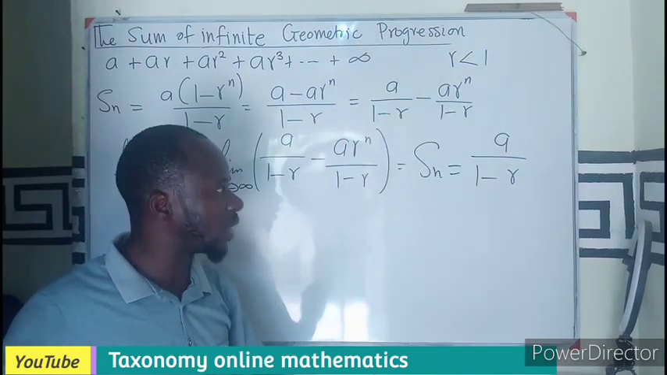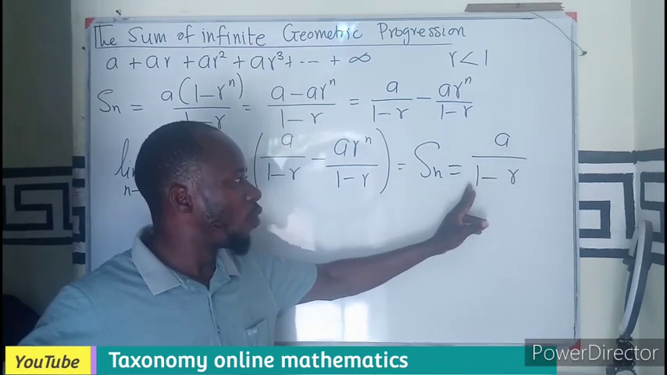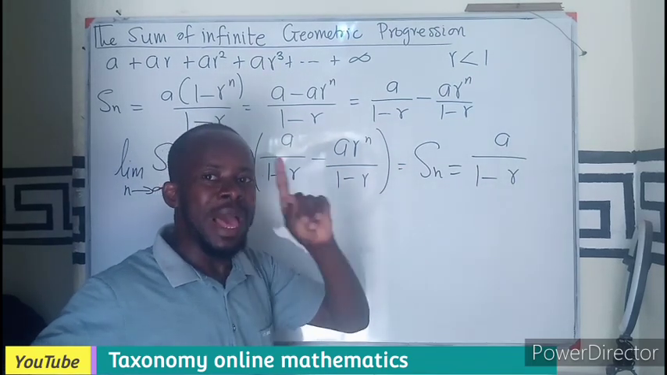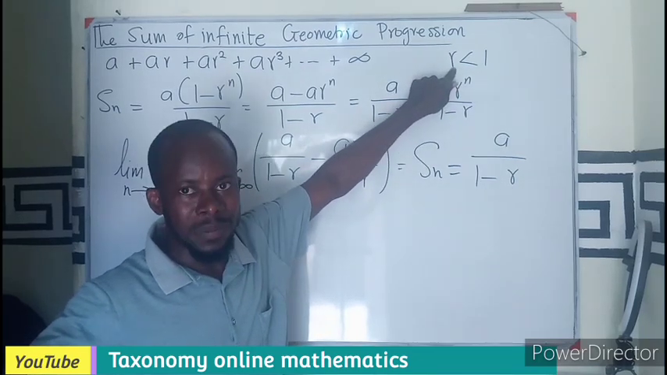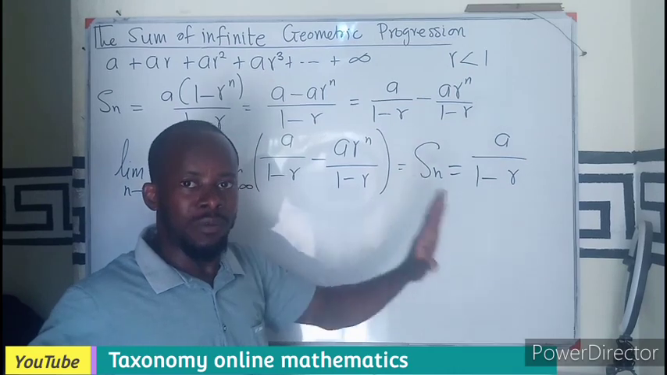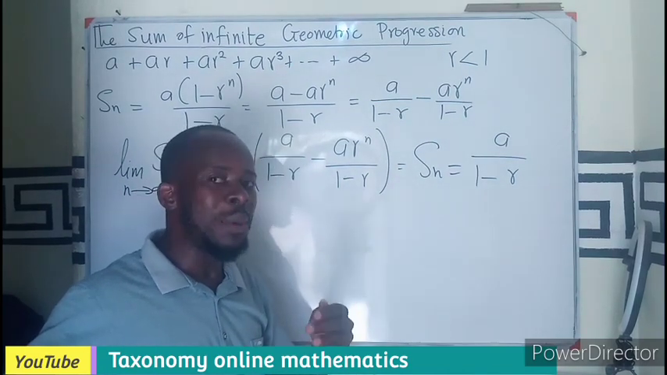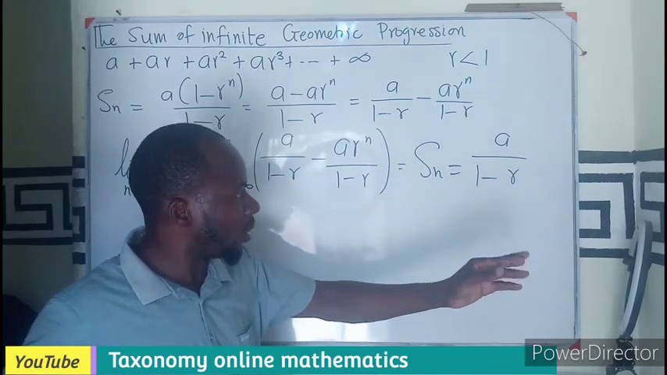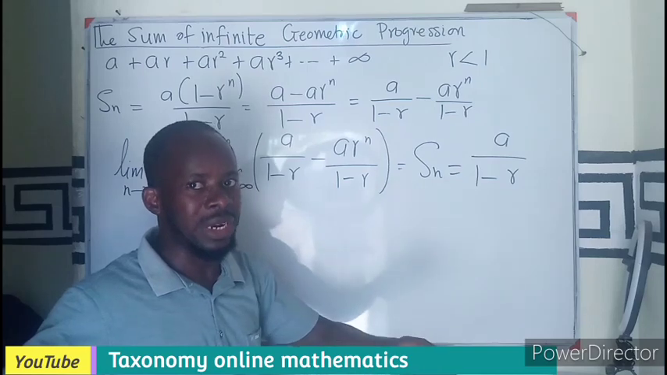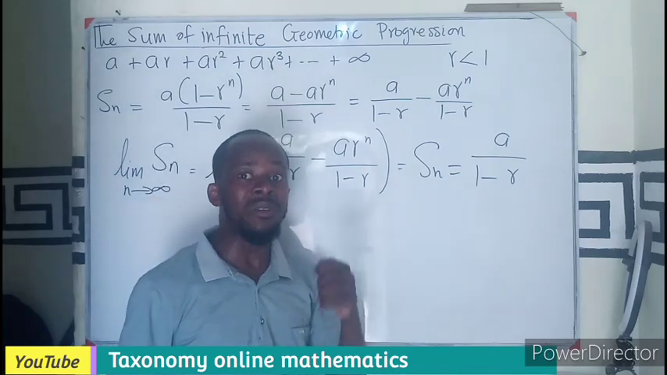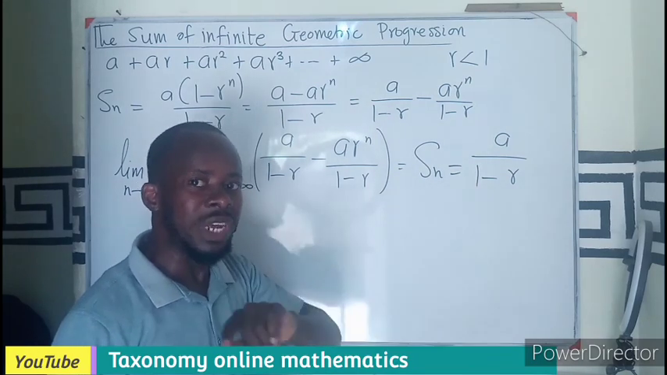Good. So the formula we are looking for is the sum to infinity of a geometric progression, which is given as a, the first term, over 1 minus r. And bear in mind that r will always be less than 1 in order to have convergence. When it is divergent, it means you cannot find the sum to infinity, meaning r is greater than 1. Very nice. So it's not all of them that we can find a solution for. It is only in convergence that we can find the sum.